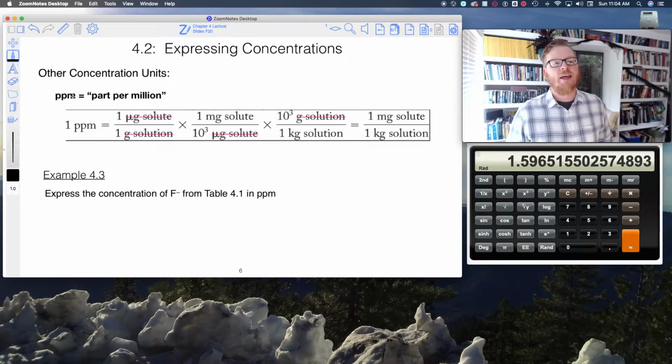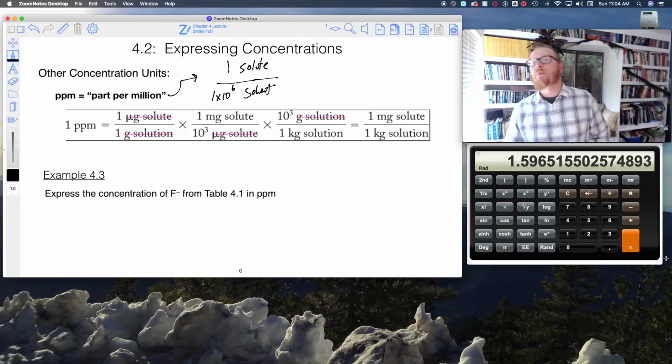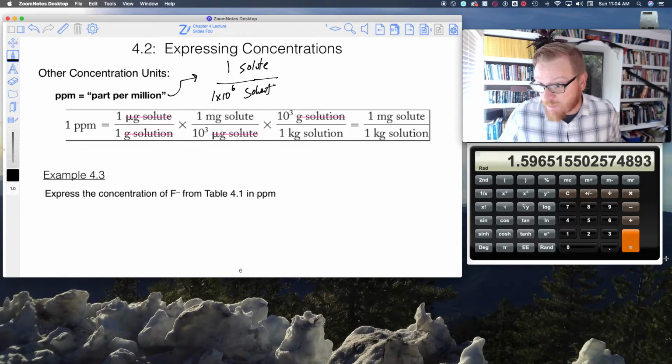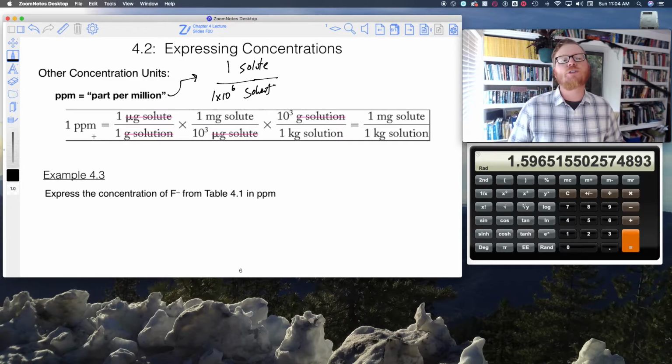And one of those is the part per million, okay? And so what part per million means, if you have one solute, okay, then you have 1 million of the solvent. So that's what 1 part per million means, okay? For every one solute you would have 1 million molecules that are the solvent. So there's some more useful ways to express this for solutions. So let's follow through this, okay?